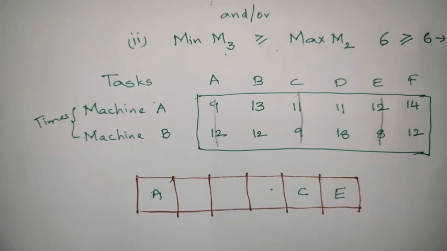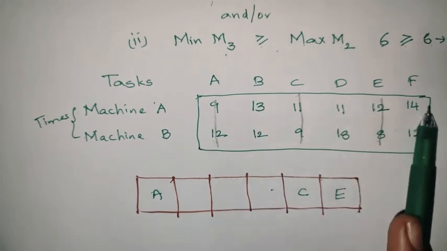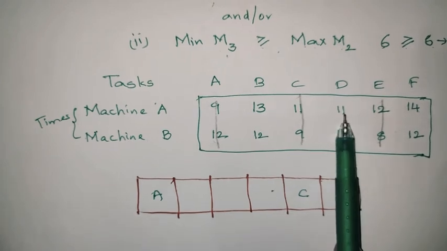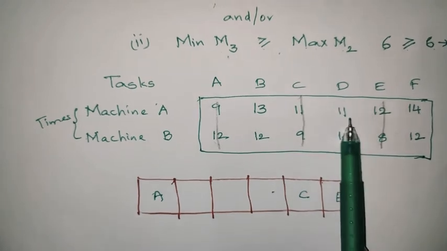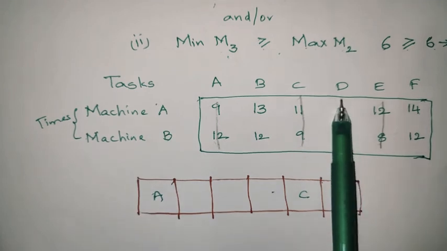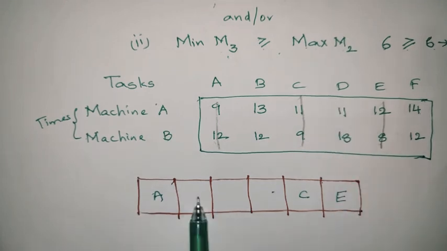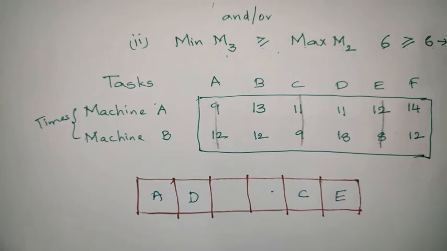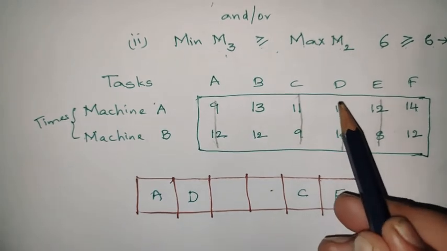In the remaining 6 process times, what is the minimum value? The minimum value is 11, and that corresponds to the task D on machine A. So we need to write D on the left side of the grids. In these 3 grids, the left side is this one. So I am writing D here. Now strike off D, and next.